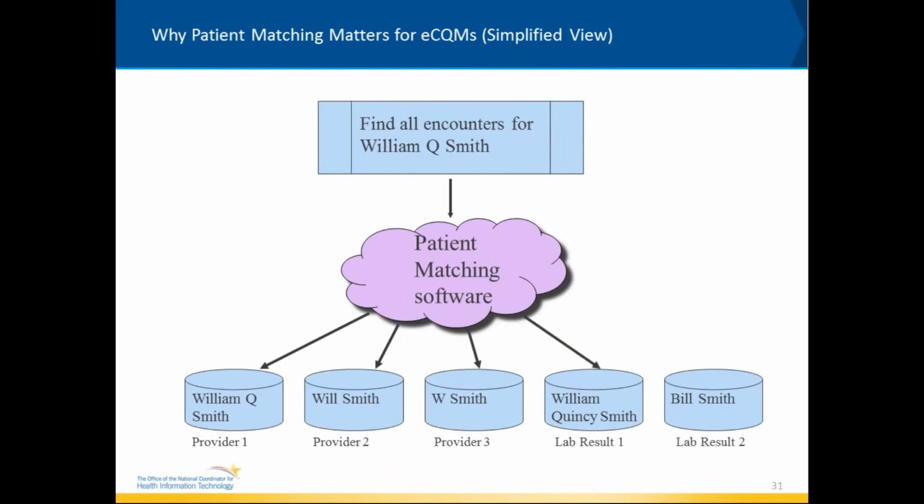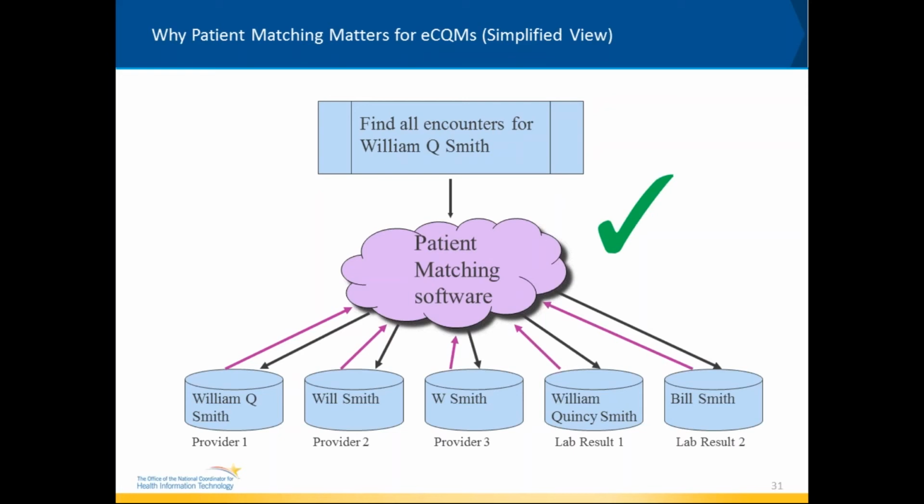If I have good patient matching software in place, it will understand that William Q. Smith is the same as Will Smith, is the same as W. Smith, as William Quincy Smith, as Bill Smith. And therefore, when I go in to find all the encounters for this particular patient, now I can pull back all of that information. And that's often critical for calculating something like an electronic clinical quality measure, when you may want to be checking the number of encounters that a patient has had with a particular provider to make sure that they're meeting the standard of care.